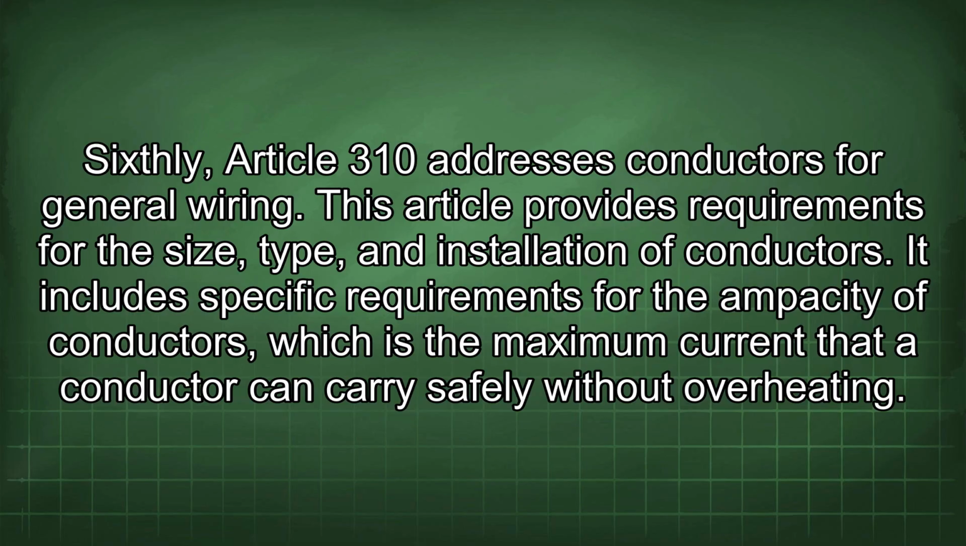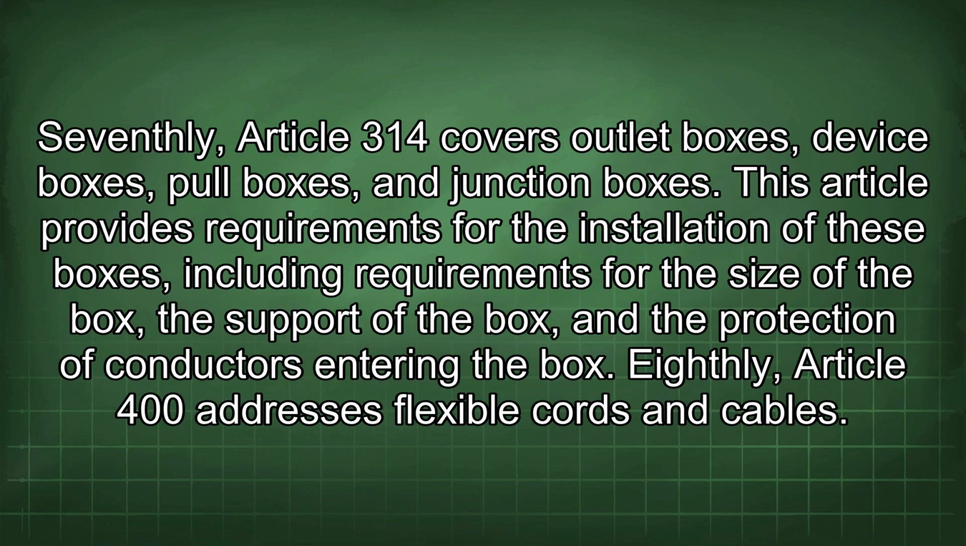Sixthly, Article 310 addresses conductors for general wiring. This article provides requirements for the size, type, and installation of conductors. It includes specific requirements for the ampacity of conductors, which is the maximum current that a conductor can carry safely without overheating. Seventhly, Article 314 covers outlet boxes, device boxes, pull boxes, and junction boxes.